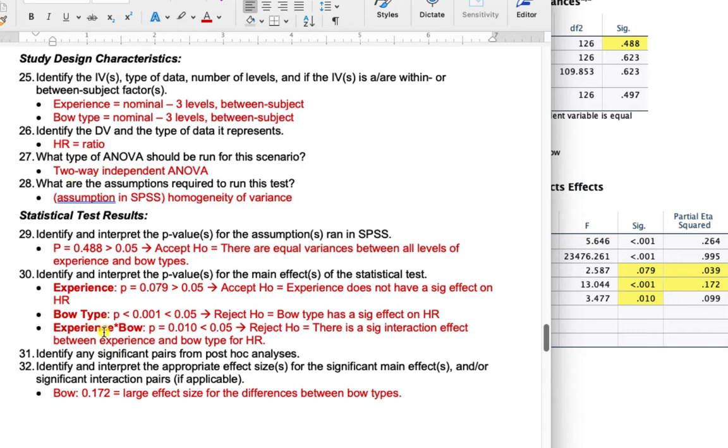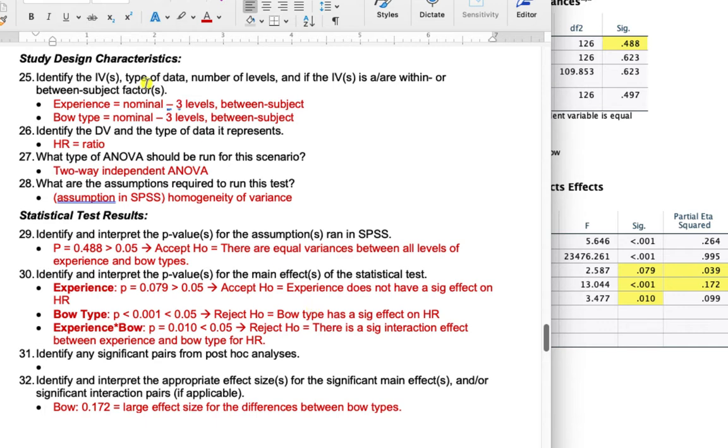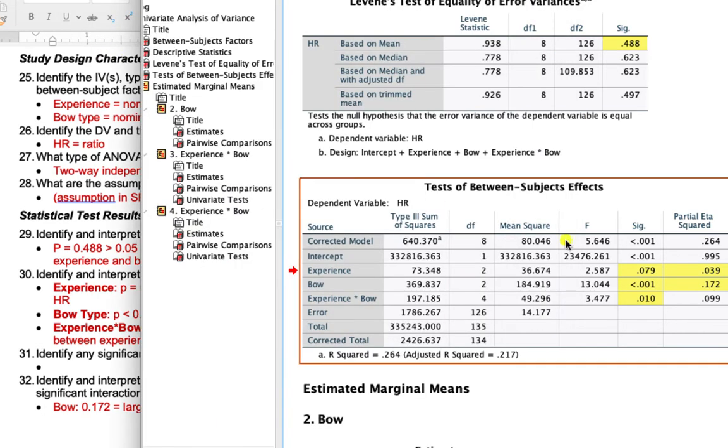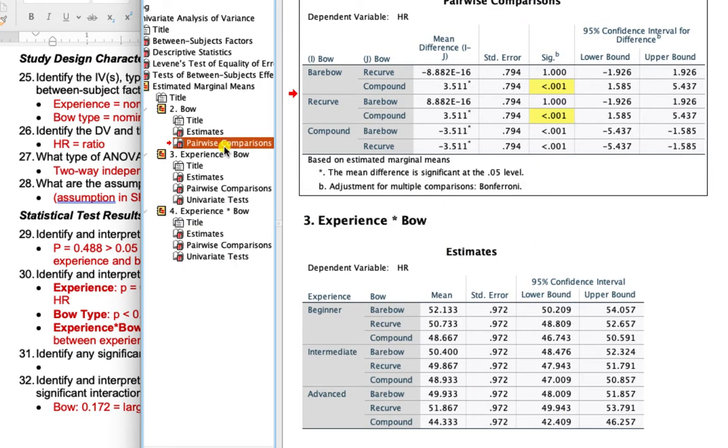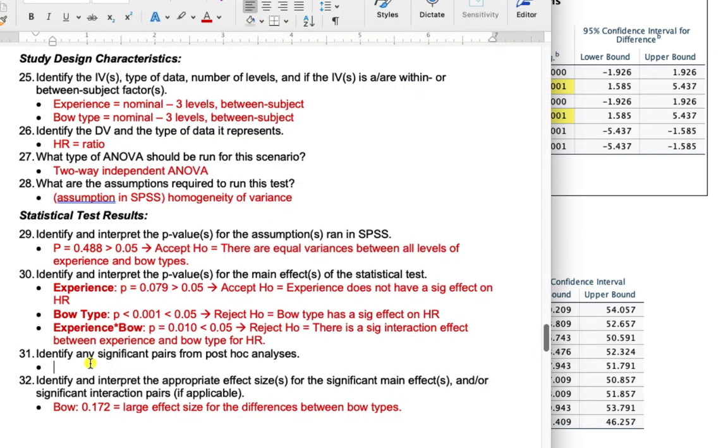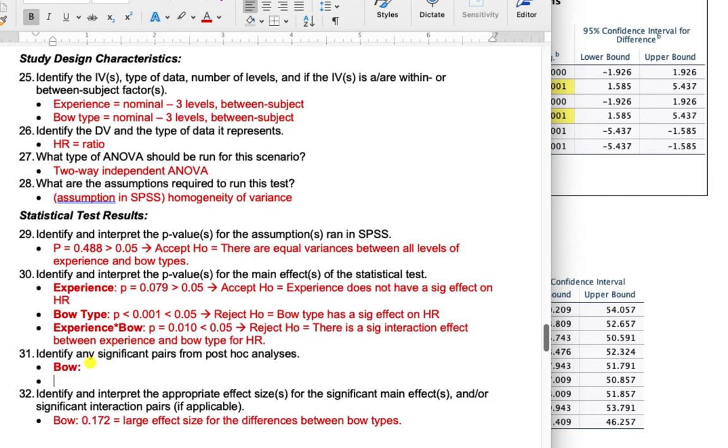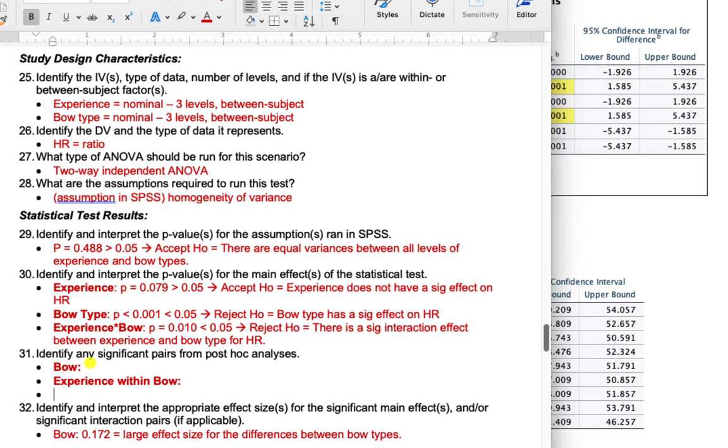We now can look at our pairwise comparisons. Okay, so I'm just moving through my output here. If I go to pairwise comparisons for bow, okay, I'm going to have those. I'm also going to be looking at pairwise comparisons for the differences between experience levels within each bow type. And then I'll look at the differences between bow types within each experience level.